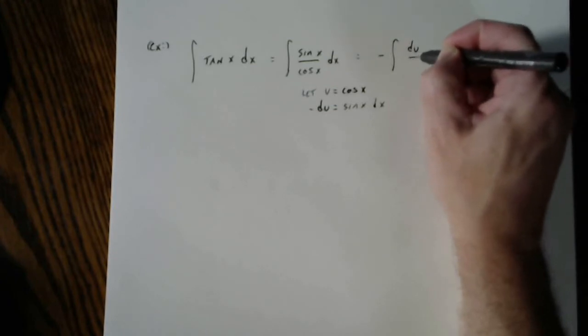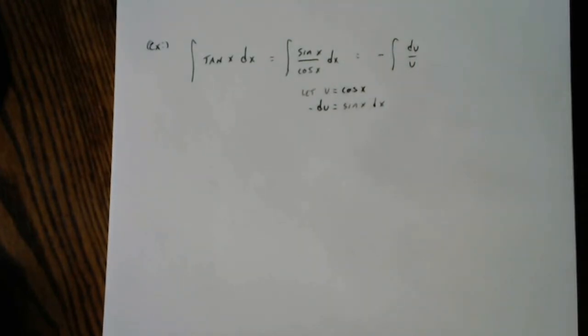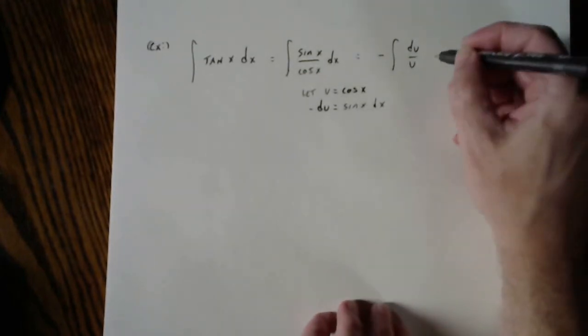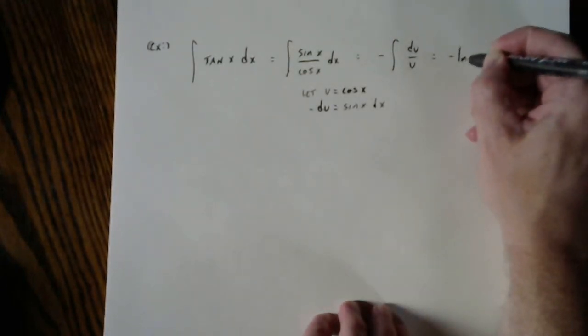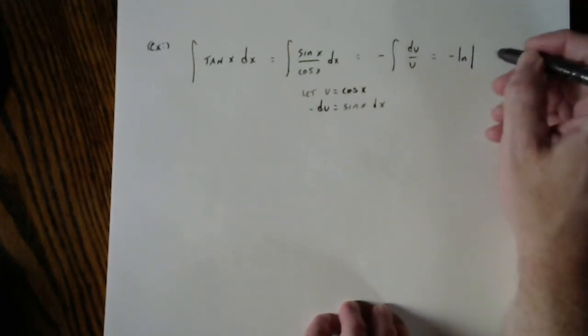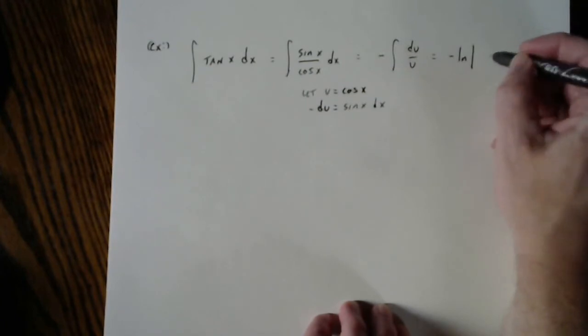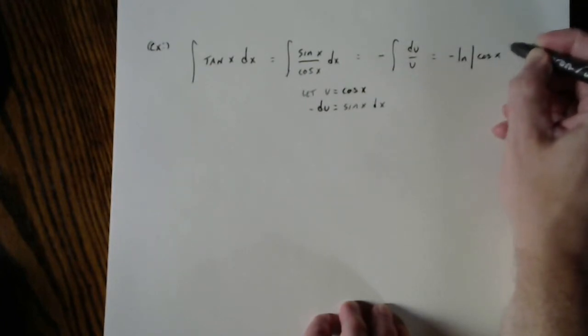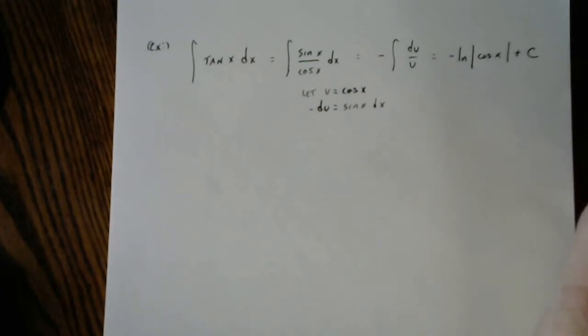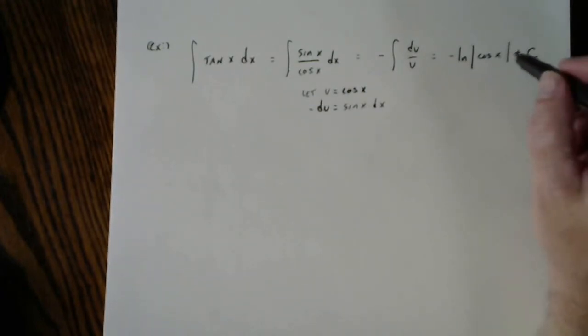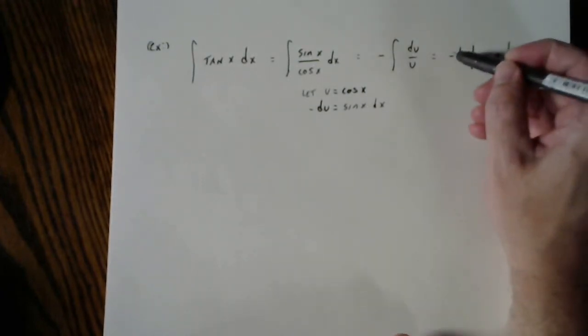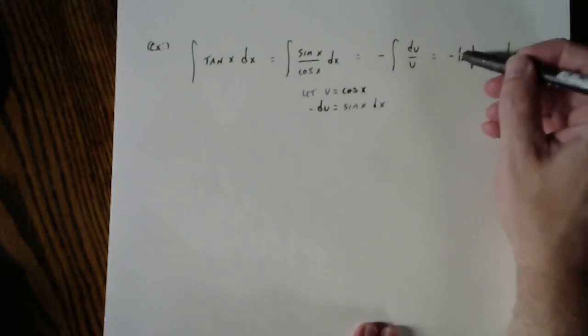Du over u. Okay, we recognize that as ln. So this will be negative ln. Don't forget the absolute value of u, which is cosine. And this is acceptable. I want to say usually what you would see, this is a -1 out front.